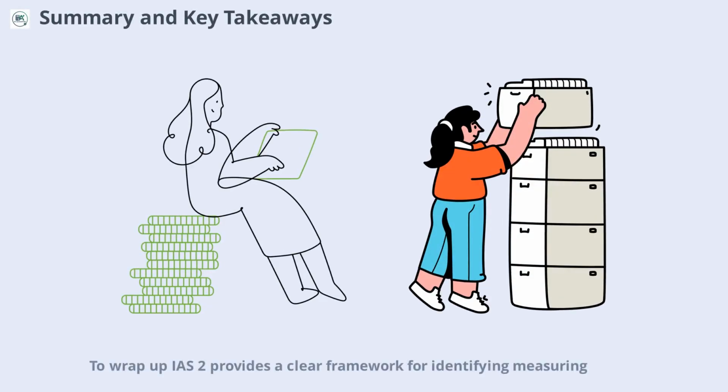To wrap up, IAS 2 provides a clear framework for identifying, measuring, and reporting inventory. By requiring inventory to be valued at the lower of cost and NRV, it ensures that financial statements are both prudent and realistic. Understanding these rules helps businesses manage their resources wisely and gives stakeholders confidence in reported numbers.